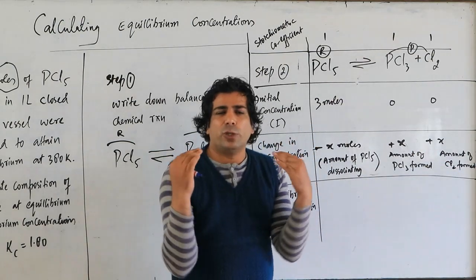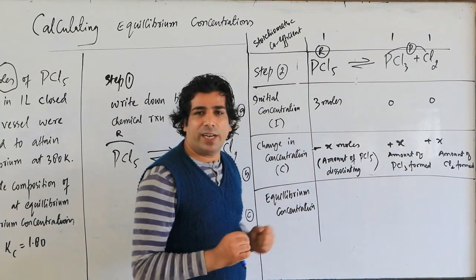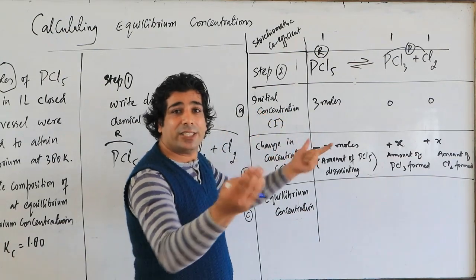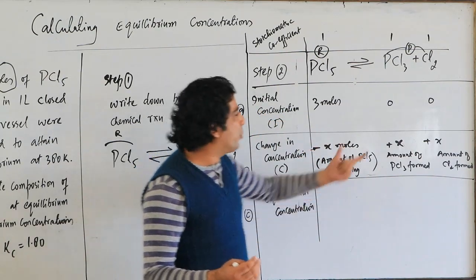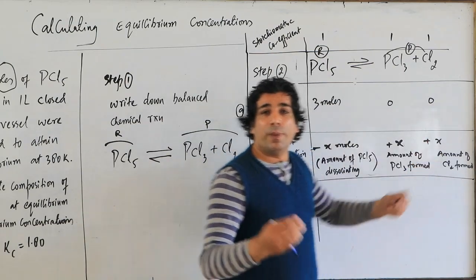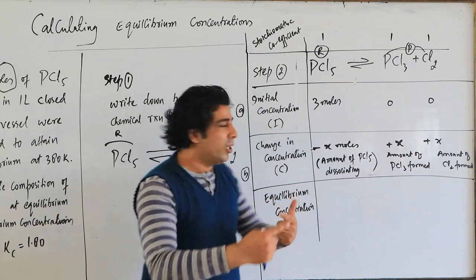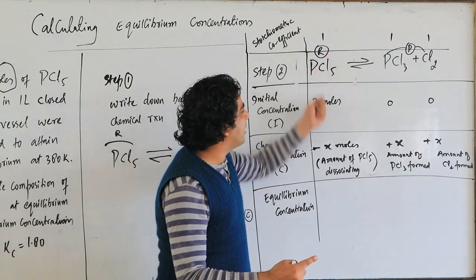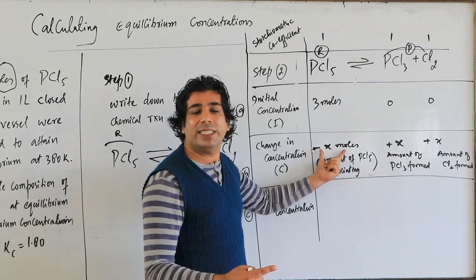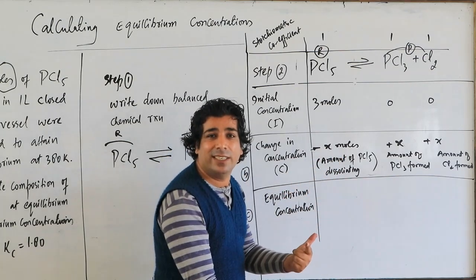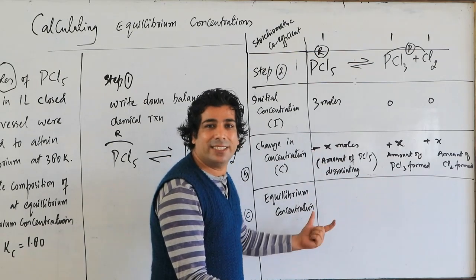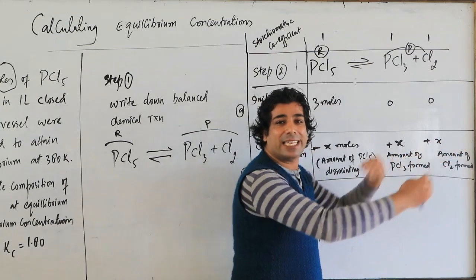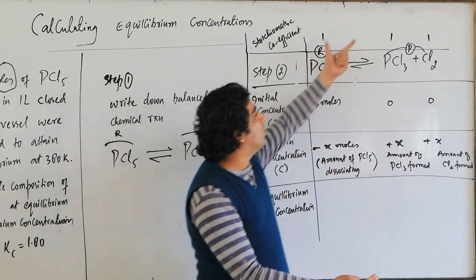Initially, let's suppose your teacher has provided you 3 moles of PCl5, and at that time the reaction has not started. When the reaction has not started, reactants are 3 moles, products are how many? Products are 0. But after some time the reaction starts, so there will be a change in concentration. PCl5 is a reactant, it will decrease. How much amount of PCl5 is decreasing? X moles are decreasing. When X moles of PCl5 are decreasing, then X moles of PCl3 and Cl2 will increase. Why only X and X? Because the ratio is 1:1:1.